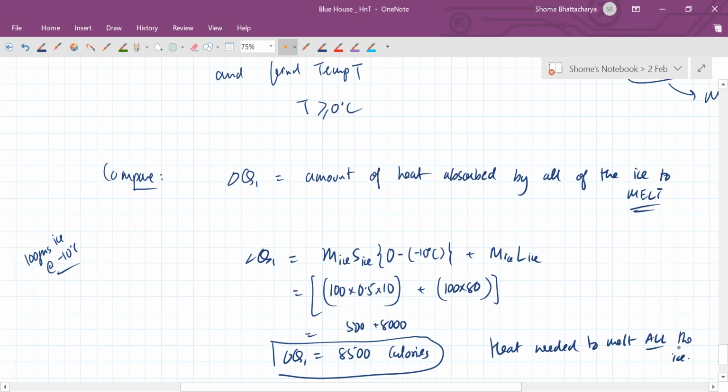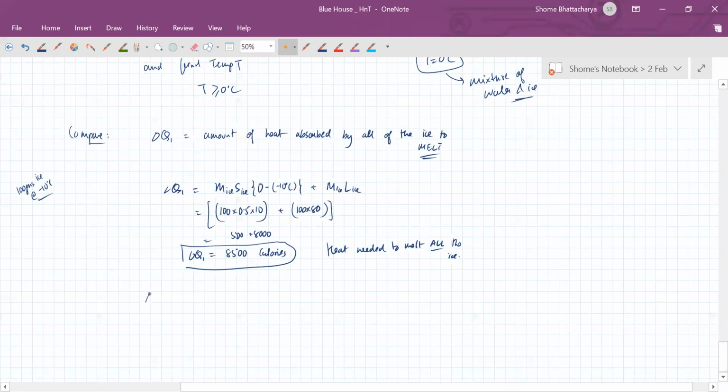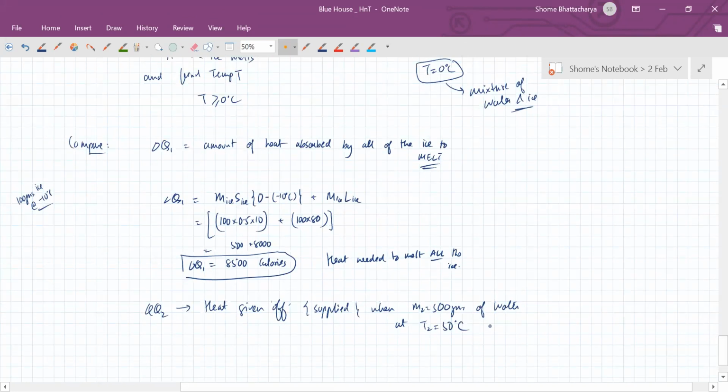Now probably what we'll see is that much heat is not available to us. Just check out, but my suspicion is that we don't have that much heat available to us, because what is the maximum heat that is available? 500 grams of water at 50 degrees C. So now delta Q2 is the heat given off or the heat supplied when 500 grams of water at T2 equal to, what was it now, 50 degrees C, cools to 0 degrees C. So this delta Q2 is 500 grams into specific heat capacity of water into 50.